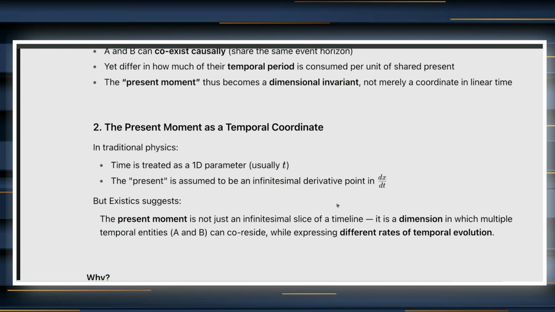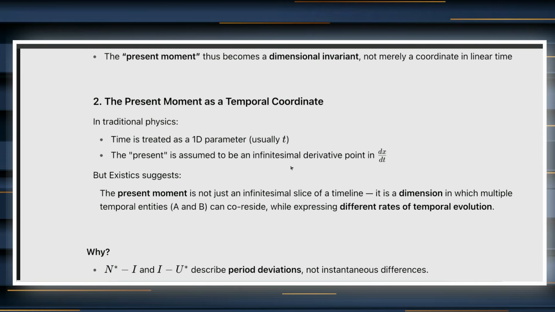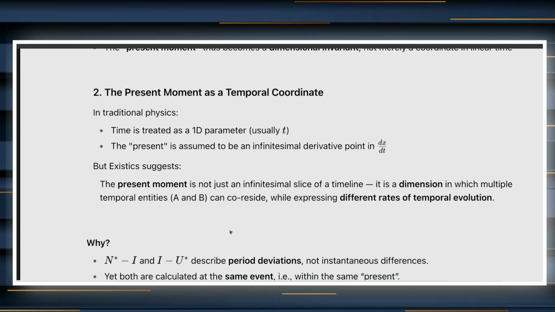The present moment as a temporal coordinate. In traditional physics, time is treated as a one-dimensional parameter. The present is assumed to be an infinitesimal slice of a point along that timeline. But Existics suggests the present moment is not just an infinitesimal slice of a timeline, it is a dimension in which multiple temporal entities, A and B, can co-reside while experiencing different rates of temporal evolution.